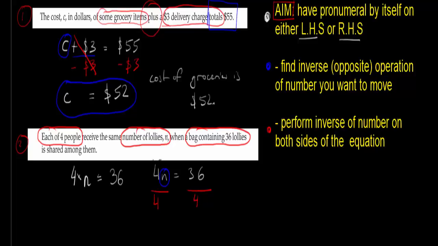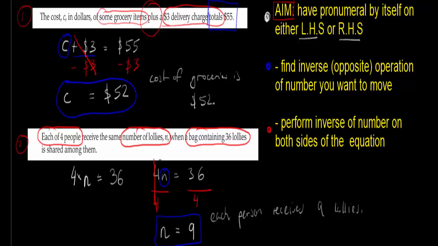What's 4 divided by 4? That's just equal to 1. And 1n is the same as n, so we can cancel this out. And we're left with what on the left hand side? We're left with just n. And what's 36 divided by 4? That would equal 9. And then that would be your answer. Alright, so in this case, what this means is each person gets 9 lollies. And again, I can write this out. I can say each person receives 9 lollies. And that's basically, once I've solved my equation, that's what I found out, how many lollies each person gets.